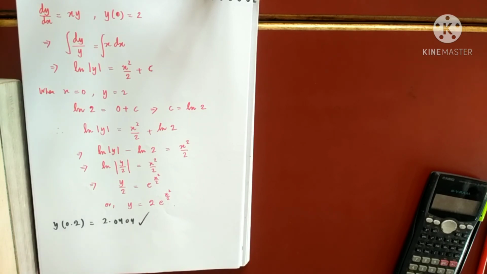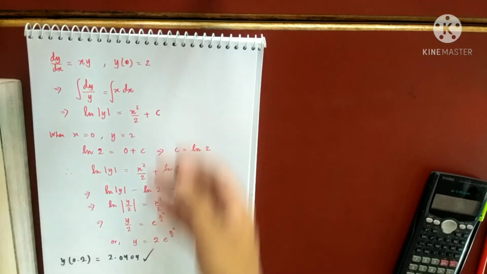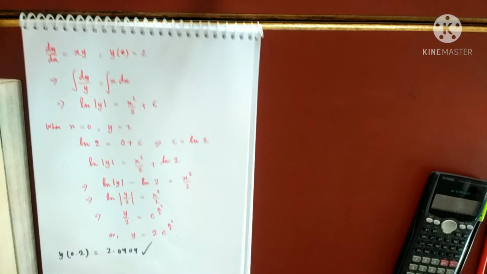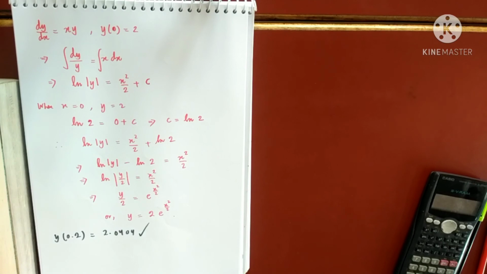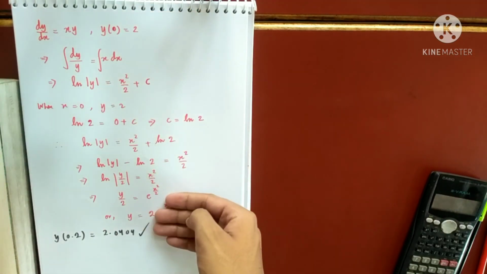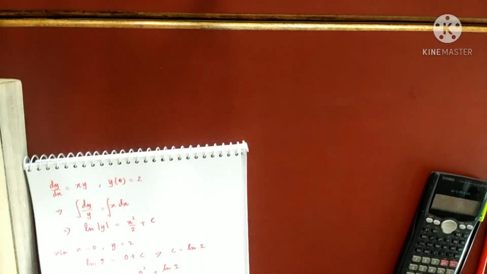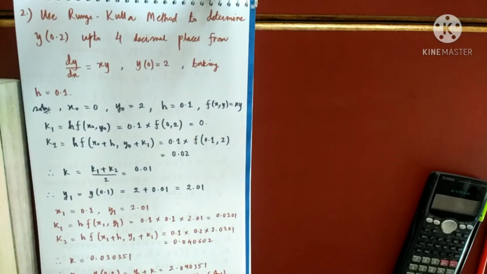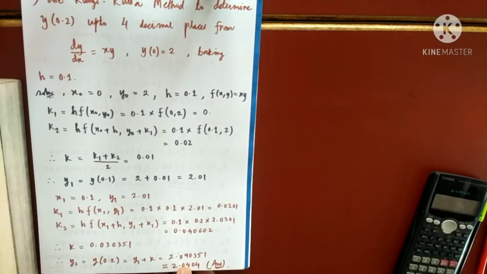So am I clear? I just told you this to see how nice the Runge-Kutta method is, whether it is actually giving us the answer. If you are doing it manually, we get this answer, and if you are using the Runge-Kutta method, we again get a very close answer.